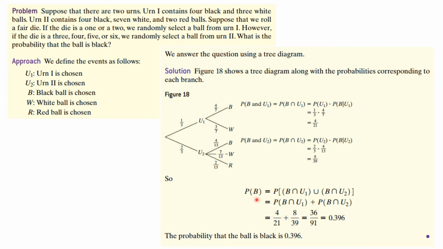So the probability of getting black is the sum of those two because those are disjoint events. You either land up here or you land here. You don't land both. So you add those two probabilities, and you can use a calculator, and you can say that the probability of black then is 36/91, or approximately equal to 0.396.